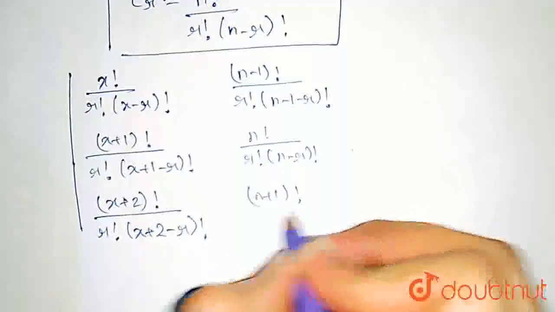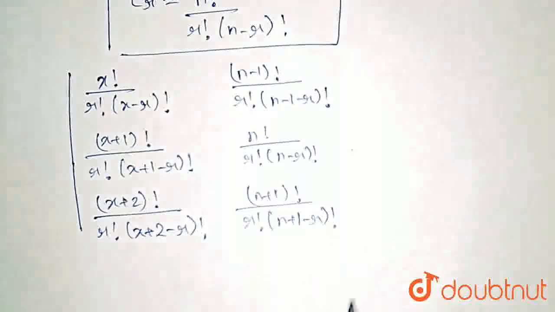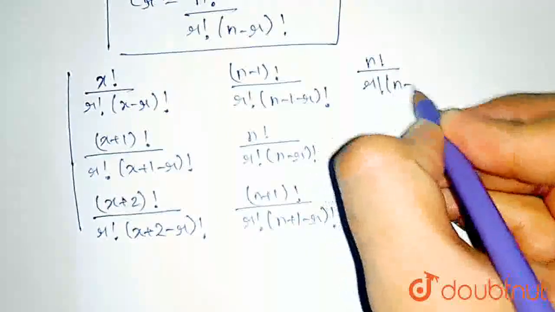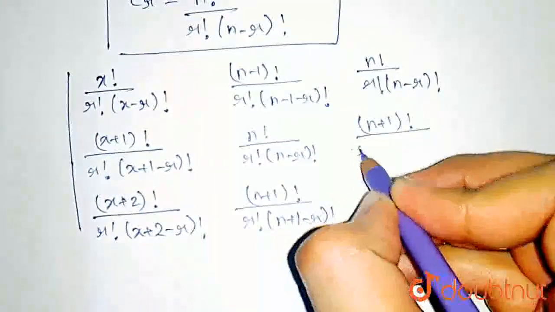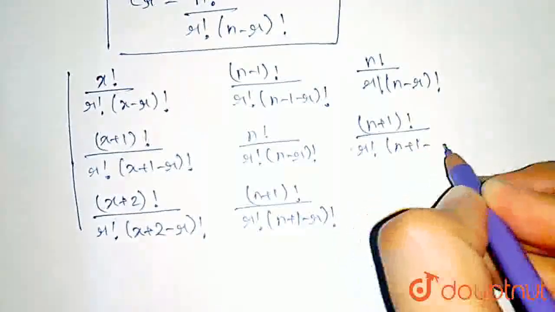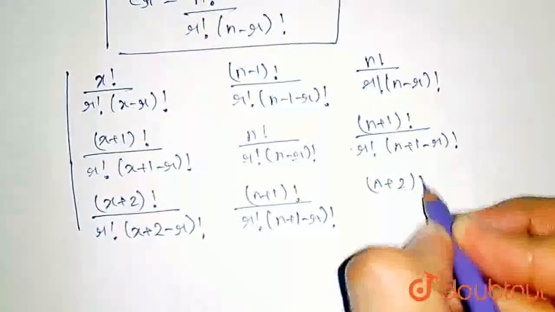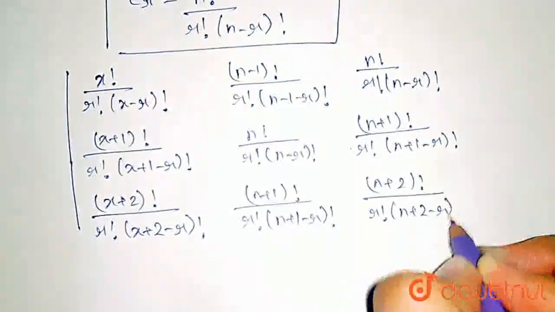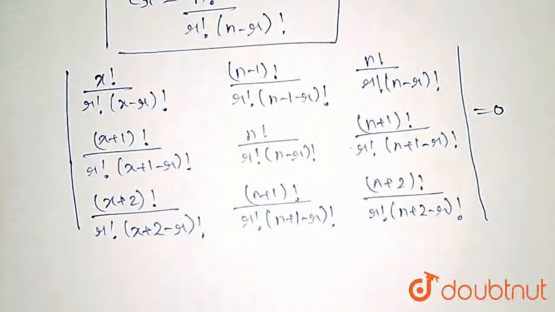n plus 1 factorial divided by r factorial into n plus 1 minus r factorial, and the last row would be n factorial divided by r factorial into n minus r factorial. n plus 1 Cr would be n plus 1 factorial divided by r factorial into n plus 1 minus r factorial, and n plus 2 Cr would be n plus 2 factorial divided by r factorial into n plus 2 minus r factorial. This is given as 0.